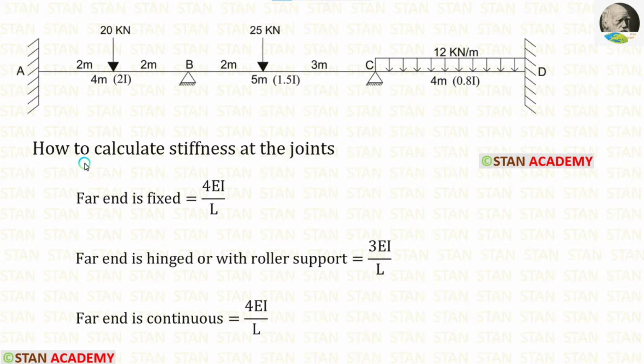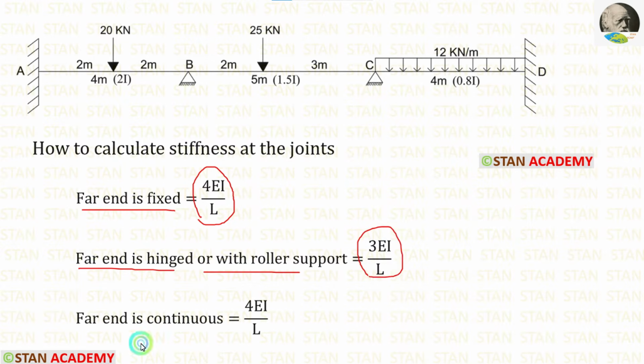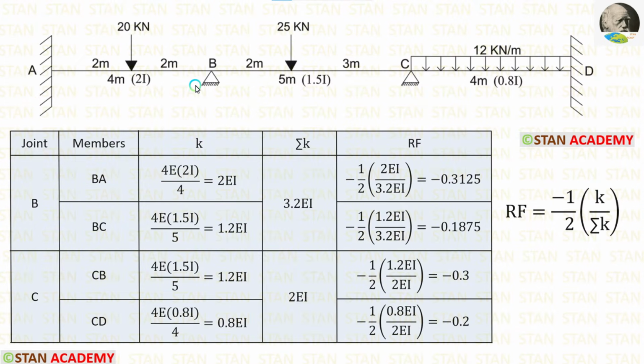Let's see the formulas to calculate stiffness at the joints. If the far end is fixed, the formula is 4EI upon L. If the far end is hinged or has roller support, the formula is 3EI upon L. If the far end is continuous, the formula is 4EI upon L. Now let us calculate the stiffness in the joint B.